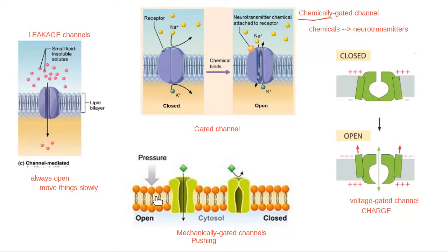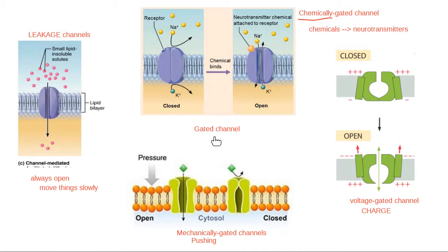Big picture, your body has carrier proteins and channel proteins. Carrier proteins open on one side, then open on the other side. They attach to what they move. Channel proteins never attach to what they move. There are different kinds, though, of those channels. We've got those leakage channels that are always open. They move stuff really slowly, dripping faucet.